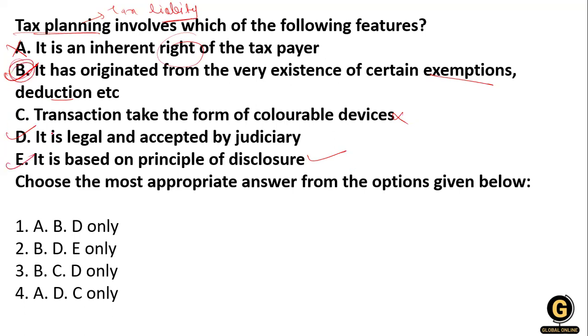That's why B and D and E. So where is B, D, E? Option number 2, that is B, D, E, is the right answer. Clear? Yes, B, D, E is the right answer.